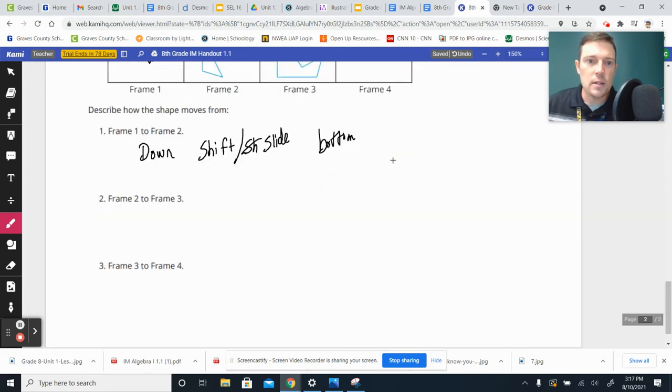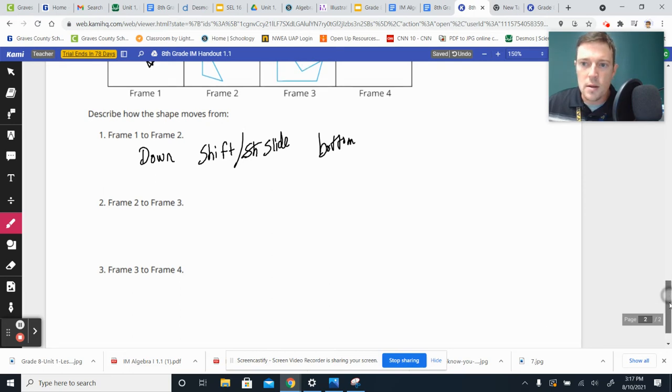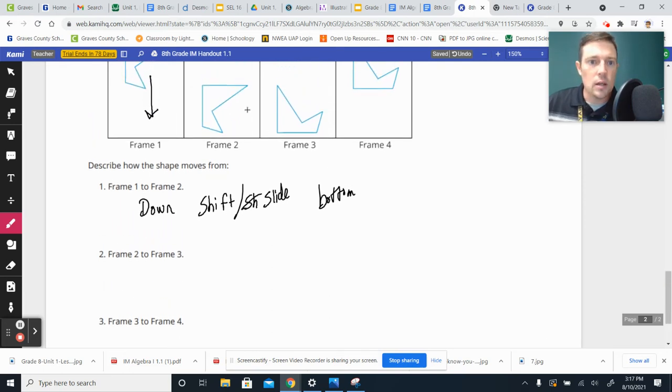The next frame is from 2 to 3, which is from here to here. So it's already on the bottom half. So it's not doing any shifting or sliding or going down any further. This change from frame 2 to frame 3 is the second one that we talked about in class today, and that was a rotation or a spin or a shift.